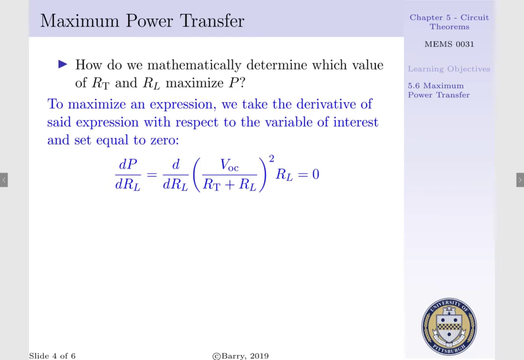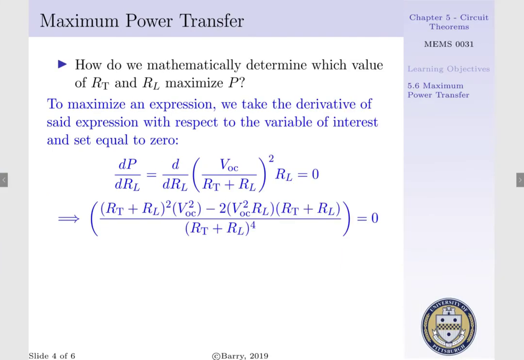That is, we have the derivative of power with respect to RL. We will make the substitution of power as a quantity VOC per R Thevenin plus RL squared times RL. And we will differentiate this with respect to RL and set it equal to 0. In doing such, we're going to have to apply the quotient rule and product rule. That is, when we take the derivative of power, we'd have the following.